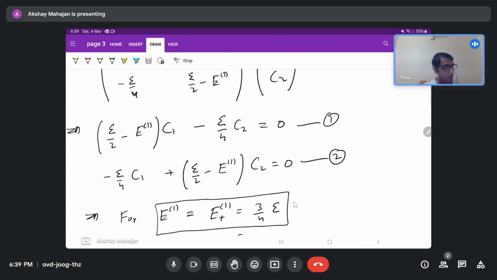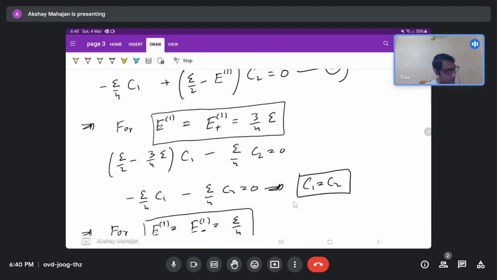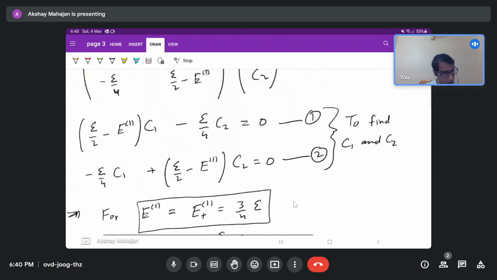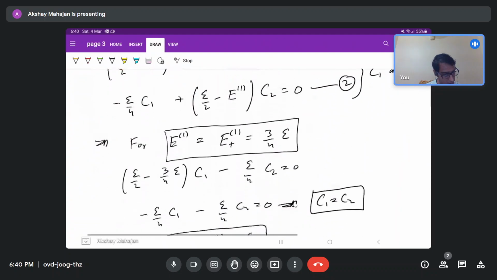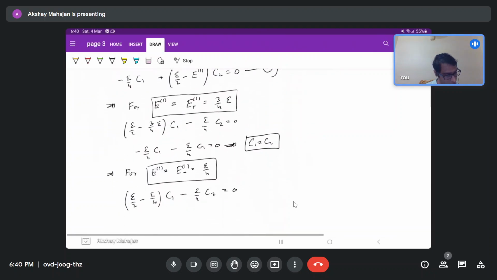And we are using these two equations to find C1 and C2. We first find it for 3 by 4 of epsilon, and the value is epsilon by 4. For epsilon by 4, it will be epsilon by 2 minus epsilon by 4 times C1, and epsilon by 4 times C2 equals to 0.